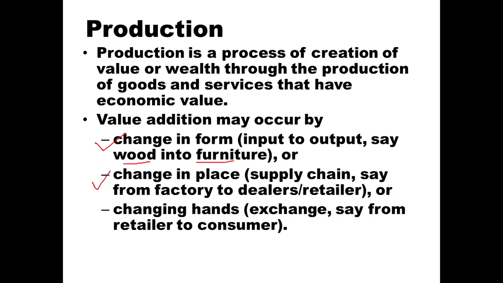The second process could be by change in place, by changing the goods from one place to another place, you make it useful. And in this category, all the supply chain mechanism comes, right from the factory to the dealer to the wholesaler to the retailer. Value is created by change in place. And thirdly, by changing hands, that is the final sale when it takes place from retailer to consumer.